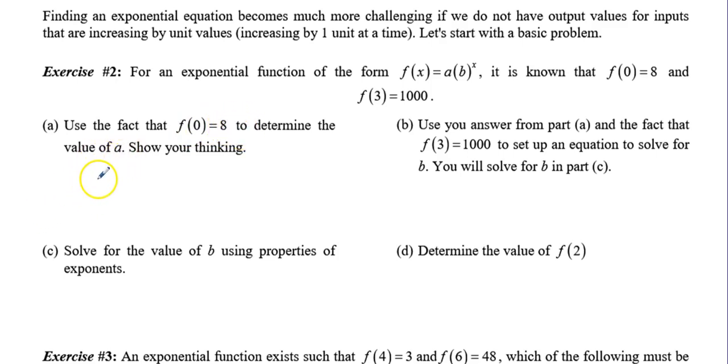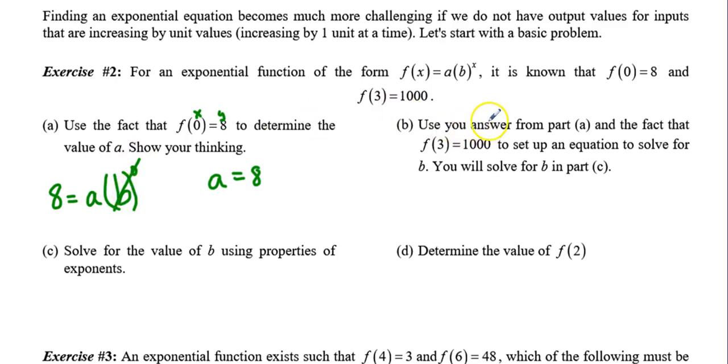Well, we know that in a function, when we have anything to the 0, so b to the 0 power times a, that's going to be 8. So subbing in 0 for x and 8 for f of x, we know b to the 0 is a 1, so just 8 is a. And we've shown our thinking there, the substitution of 0.